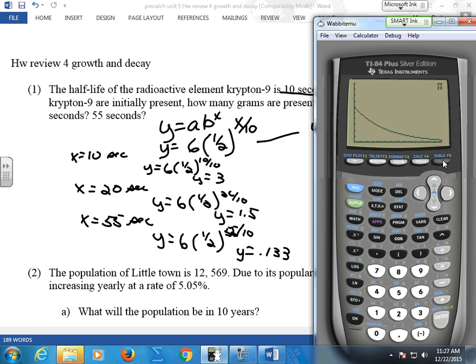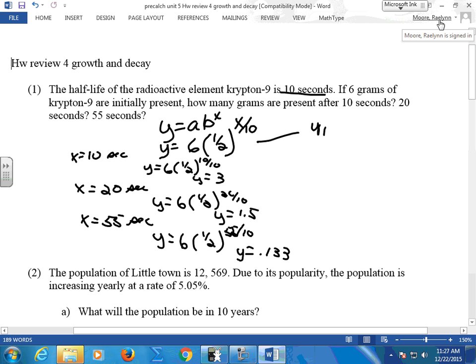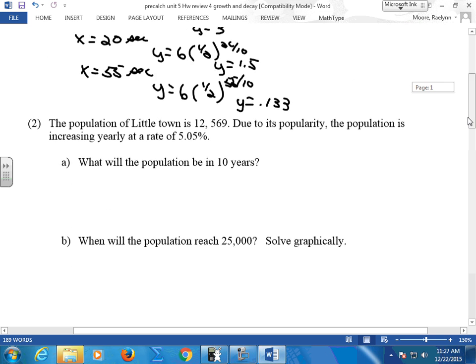So all I want to look up in my table is when X was 10. There's my 10. When X was 20. There's my 20. And when it was 55, I'll just jump it to 55. And there's my 55. Okay? Let your graph do that part for you. Are we good with that? Yeah. Okay, let's try another one. Everybody get this one set up.